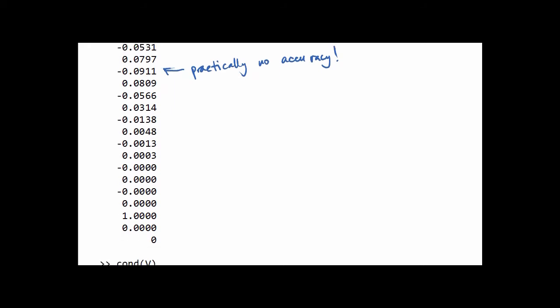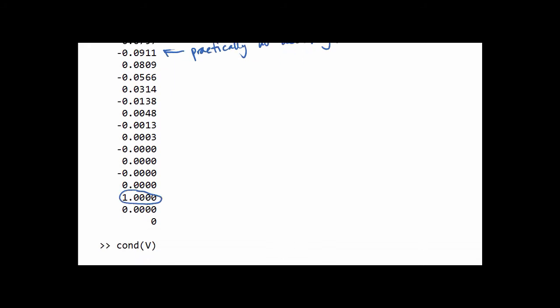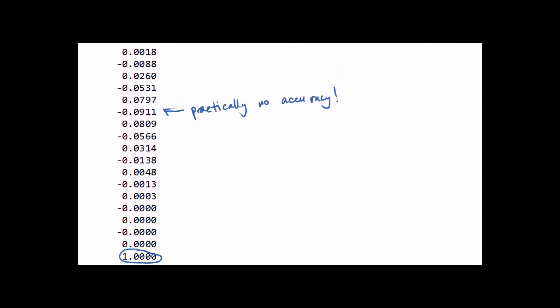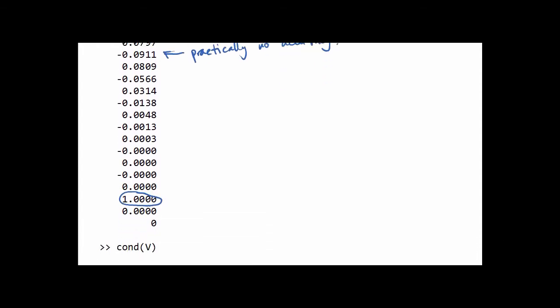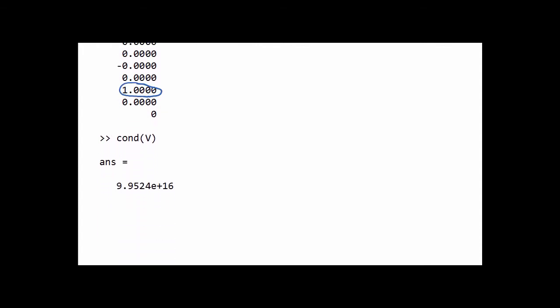If we scroll down to the one that's supposed to be 1, it is apparently 1 to at least 5 digits, but probably not all 16. Nevertheless, the other ones that were supposed to be 0 aren't really close to 0. If we want something more accurate than the estimate from RCOND, the reciprocal of the condition number, we can use this MATLAB function cond, which computes the condition number using the matrix 2 norm. And for this case, it's just about 10 to the 17th.